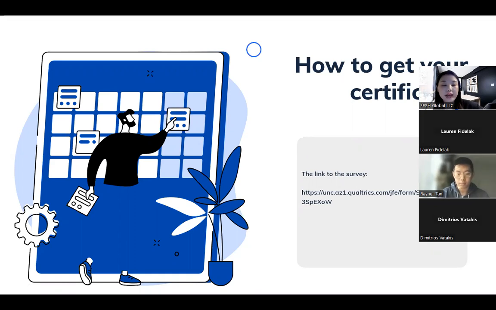Lauren, do you have anything to add? Yeah, you're correct. There's a couple of questions at the end of the survey that just ask if you have completed your specific aims, if you've watched all 5 of the previous sessions, and then just asking for your email address to receive your certificate.